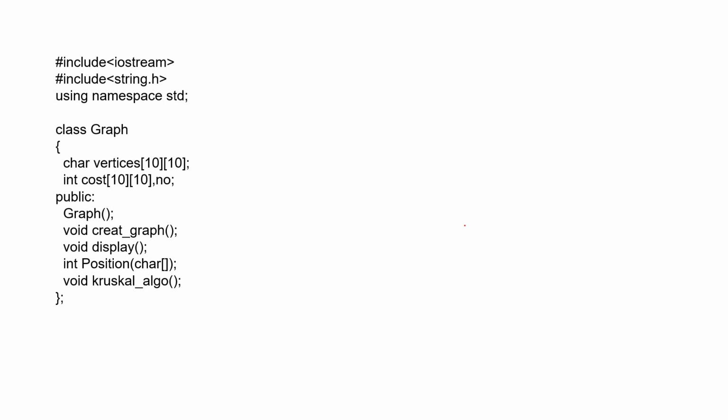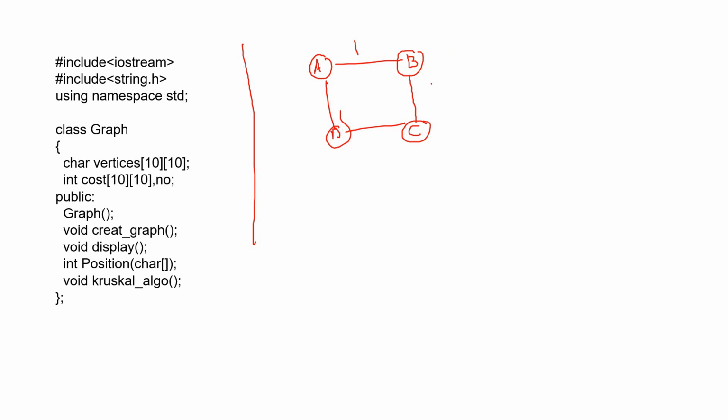In the case of Kruskal's algorithm, first of all we need to sort the given graph. We have to arrange all the edges in ascending order according to their weight. Say this is the graph A, B, C, D, with some weights 1, 2, 3 and 4. This one is the given graph. We are interested in finding the minimum spanning tree, so first we arrange the edges in ascending order according to their weight.